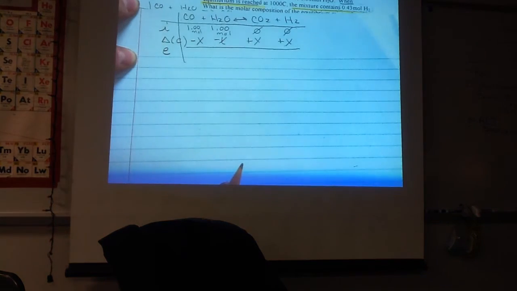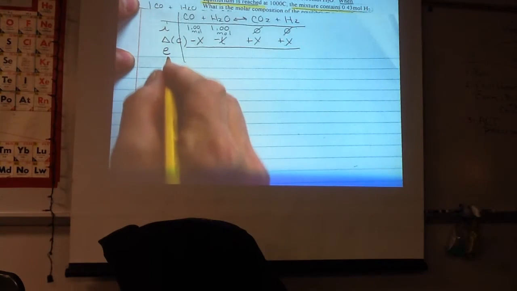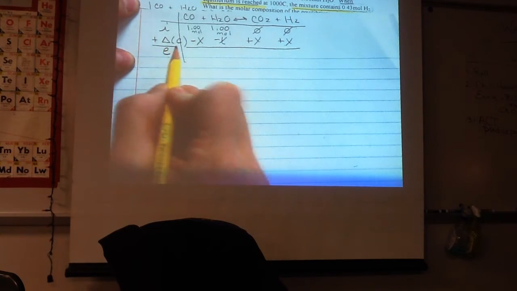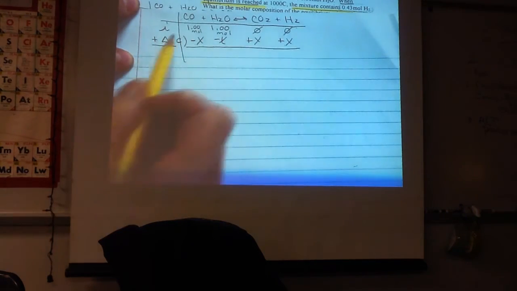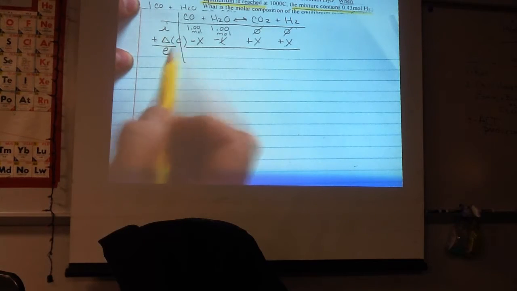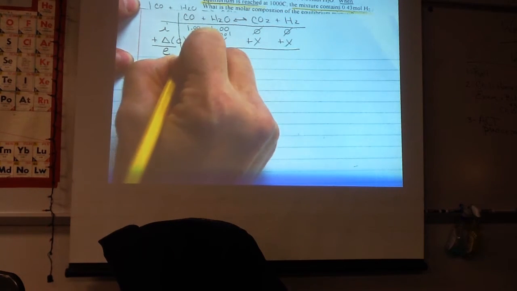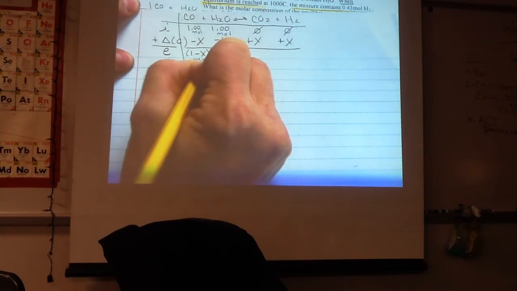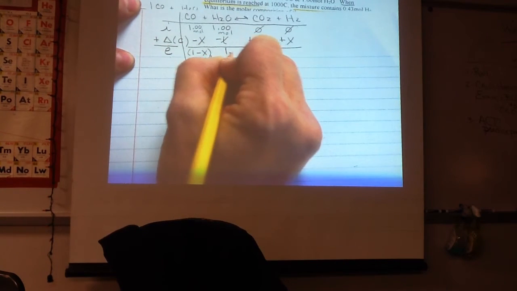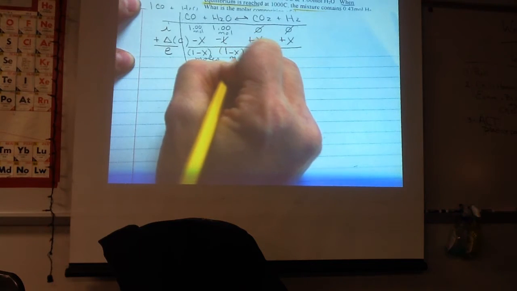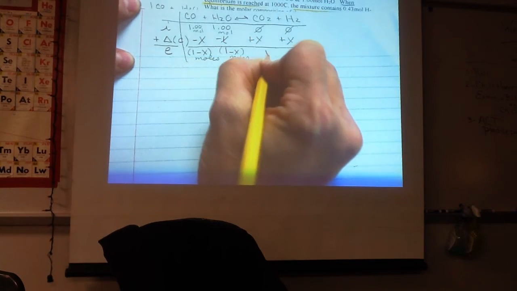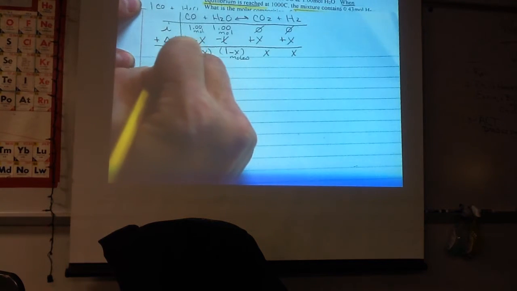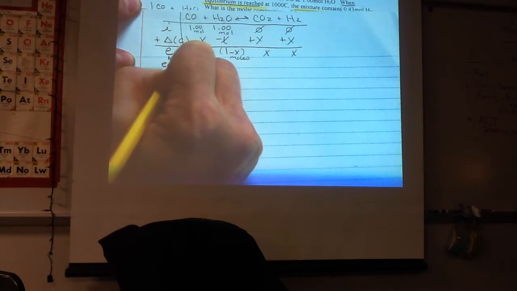All right, and then we add them up. E is at equilibrium. It's the sum of I plus C, initial plus change, gives us equilibrium. And so we're going to have 1 minus X, and then I'm going to put my unit there, moles. 1 minus X, moles. X and X. And this E stands for at equilibrium.